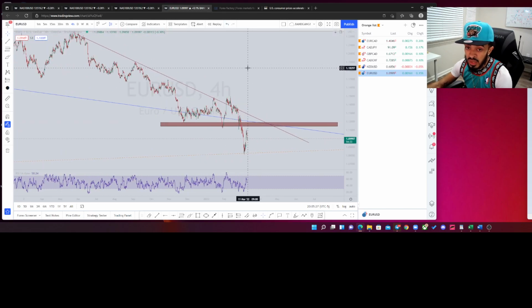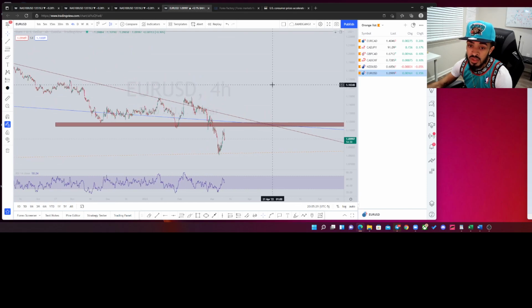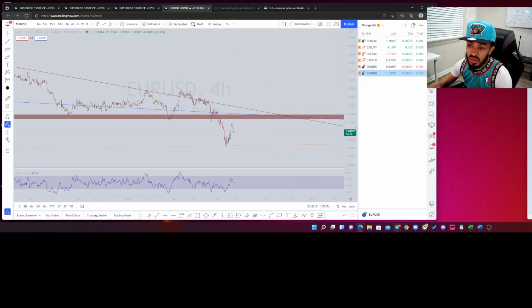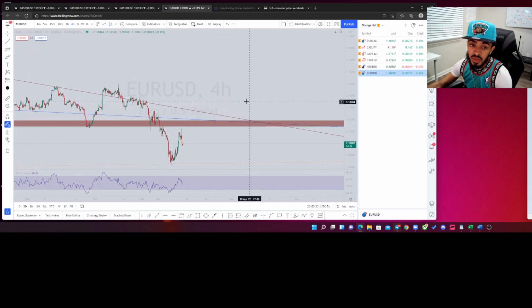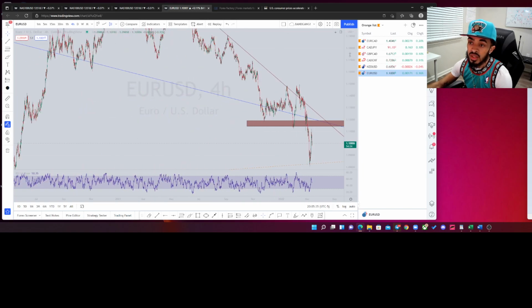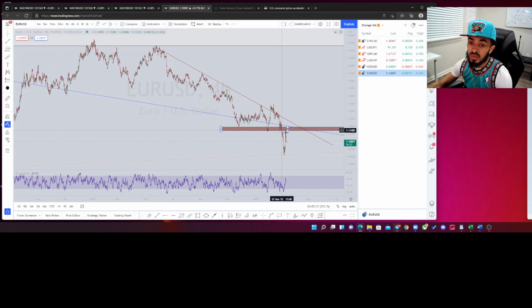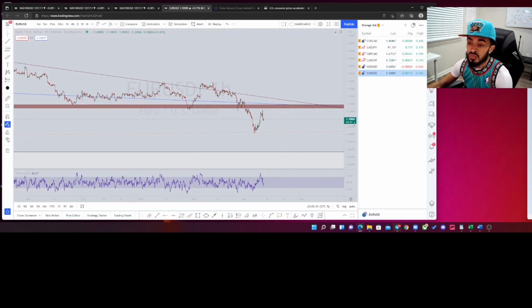So now on the 4-hour time frame, we don't really have too much to draw, because like I said, the story on the 4-hour time frame is pretty much the same as it is on the daily, that we are in this overall pretty much downtrend. So now what can we do? We can drop down to the 1-hour time frame.